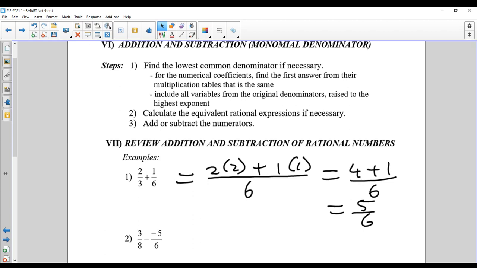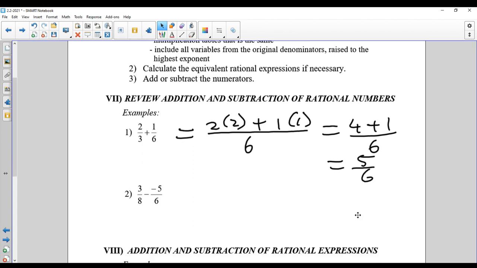The one that's below it is asking us to minus a negative. By the way, this fraction here is a negative fraction because it has a negative numerator but a positive denominator. So treat the whole thing as a negative. And if I'm minusing a negative, we all know it means we have to add. So treat this as being 3 over 8 plus 5 over 6. Right? Minus a negative, you're adding.